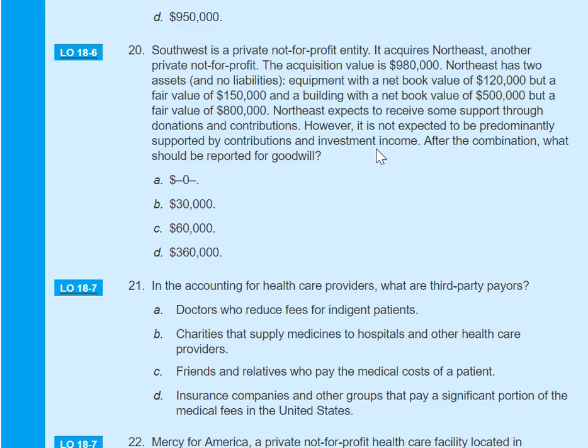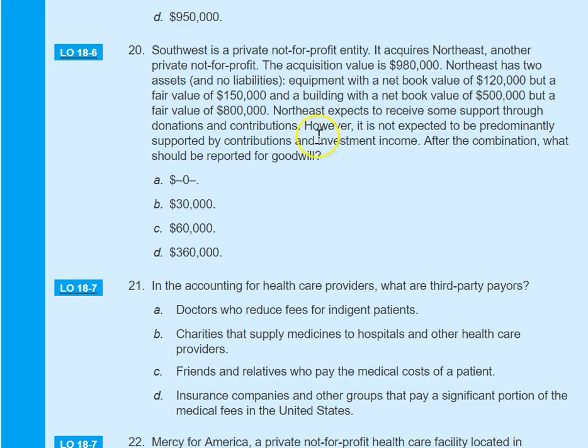Now, how can you calculate goodwill? This is very simple. It's the very regular method that for-profit corporations actually use. You have to see what is the acquisition price, which is 980,000. Now, what is the fair value of the acquired company? So here they have Northeast, which they acquired. They have two assets. One is their equipment, fair value is 150,000, and another is their building, fair value is 800,000. So if you add these two, one is 150 and one is 800, that means 950,000.